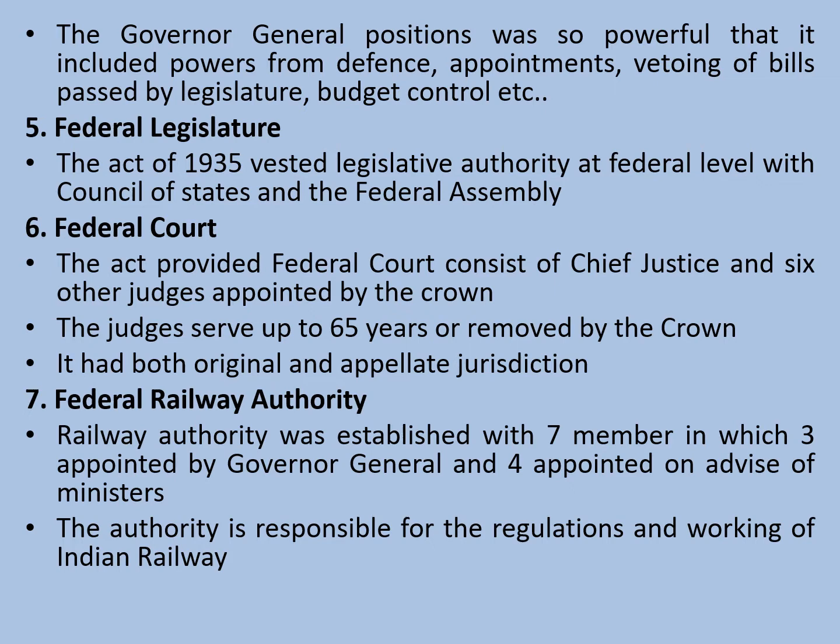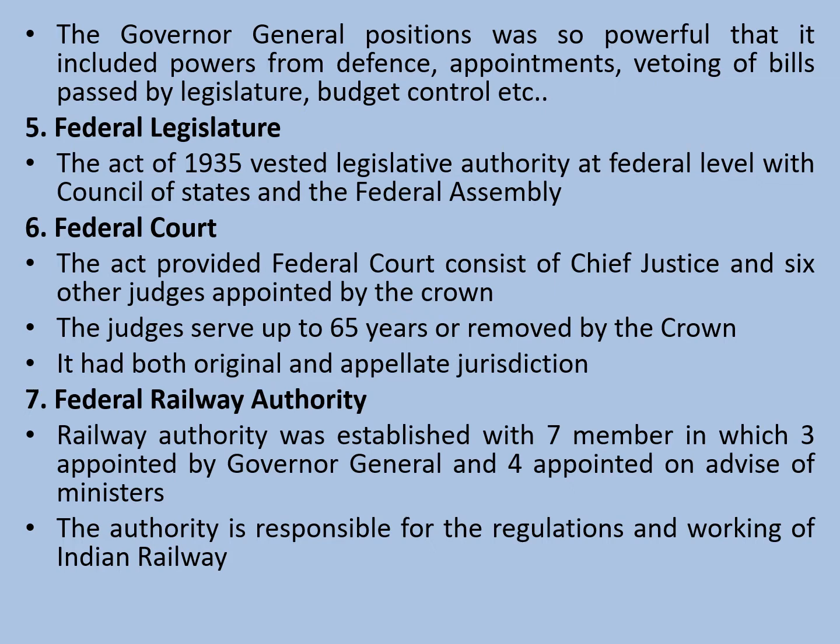Next one, the federal court. The court facility was provided in the 1935 Government of India Act, which we can equate with the present Supreme Court of India. And according to the Act, it consists of a Chief Justice and 6 judges appointed by the British Crown, and the judges will serve up to the age of 65, and it has both original as well as appellate jurisdiction. So all these things are connected with the present conditions also, but we got a basis through the Government of India Act 1935.